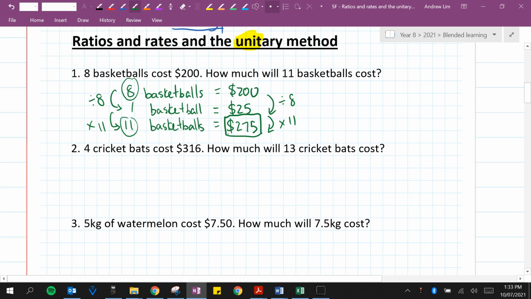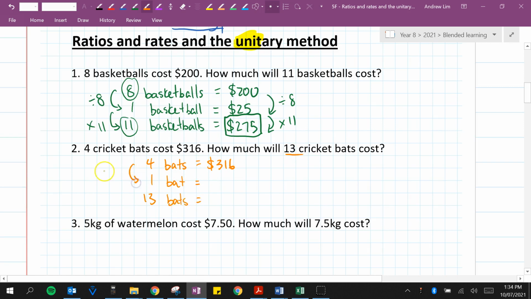Okay, I'm going to do one more with you, and then I'm going to show you a shortcut which allows you to even skip finding one quantity or 1%, 1 unit, that will let you get the answer straight away. So I'm going to do the unitary method one more time. We've got 4 bats is $316. We always want to find out 1 first, and then we can find out 13.